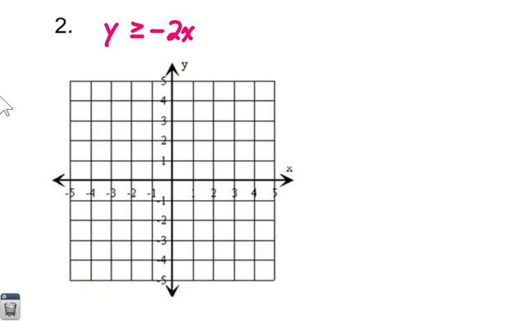So example 2. What's our b value? mx plus b, so b is 0. This might as well say plus 0, right? And m looks like a Mr. Humphreys m. That is unacceptable.